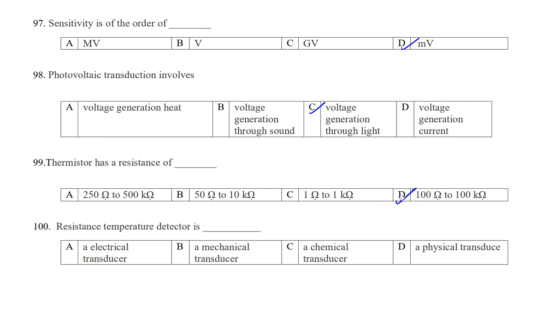And the next one, resistance temperature detector, we can call it an RTD. RTD is an electrical transducer here. So answer is A here.